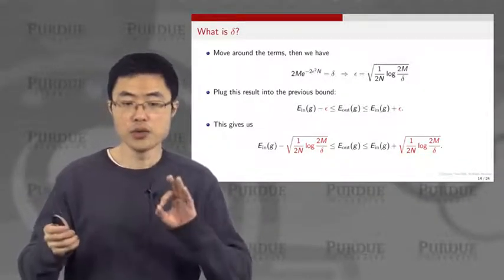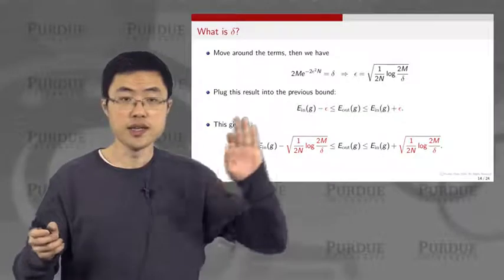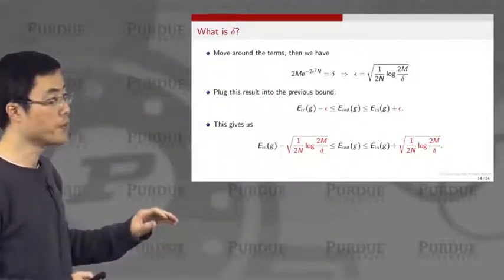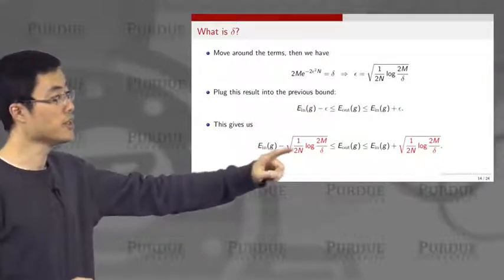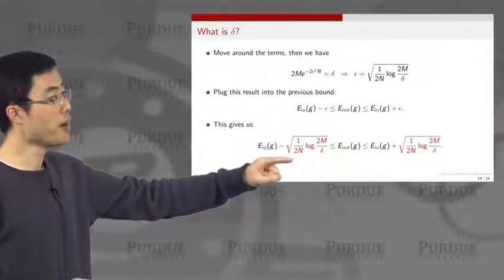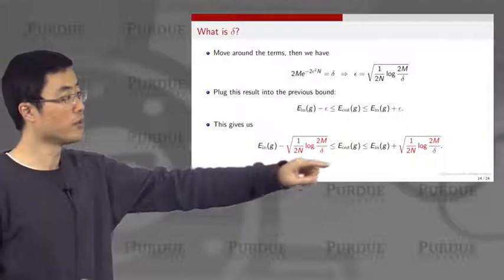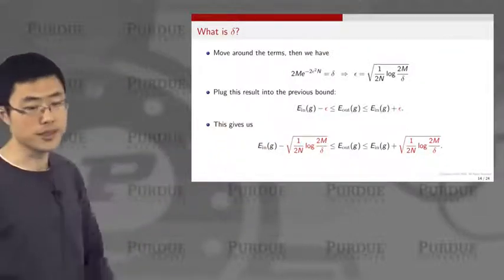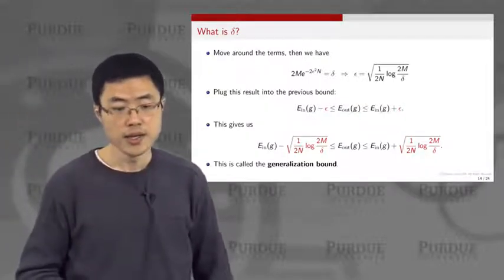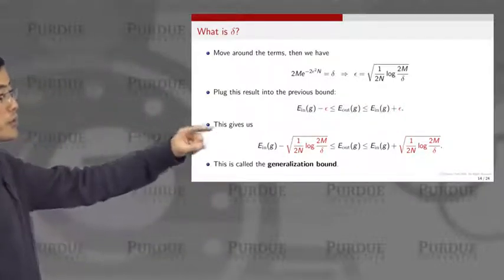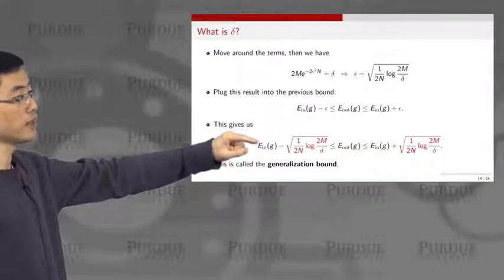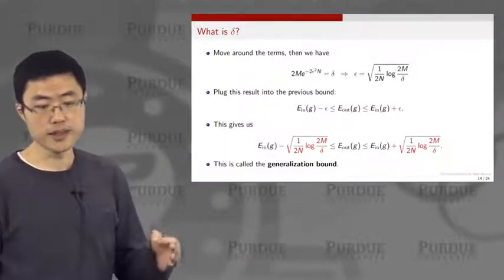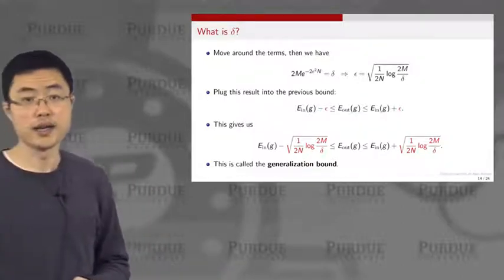Okay, so now we want to look at these two equations. One is the lower end, the other one is the upper end. And so what will happen in the lower end is that you have this E out, you have E in minus something, and on the other side you have E in plus something. These two have two different meanings, and let's look at them. Okay, and this pair of equations is called the generalization bound. It says how well my out-of-sample error, or my testing error, is related to my training error.